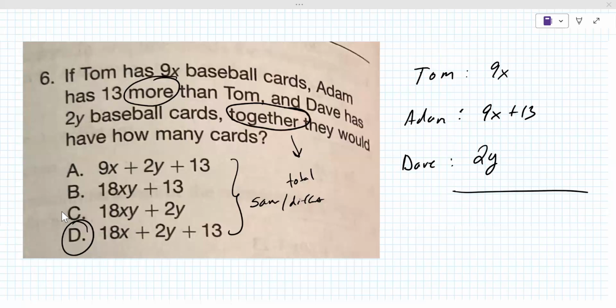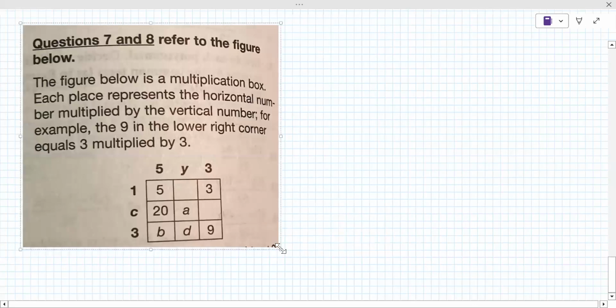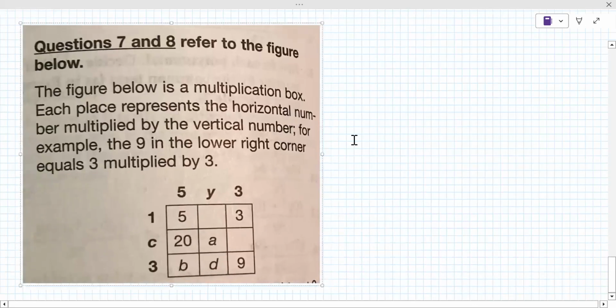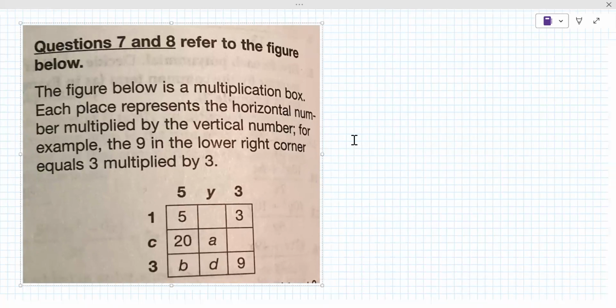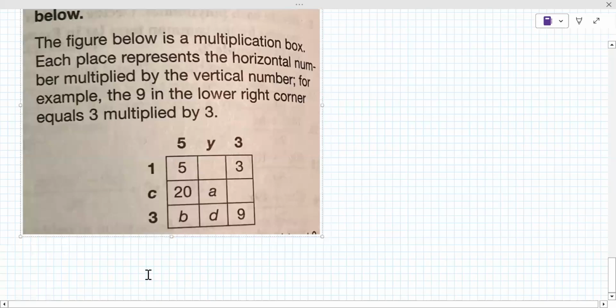Okay, this is a new question. I actually have not seen something like this in a while. The figure below is a multiplication box. Each number represents the horizontal number multiplied by the vertical number. For example, the 9 in the lower right corner equals this 3 up here multiplied by this 3 down here. Similarly, 5 is 5 times 1. They're asking you to find these other ones here.